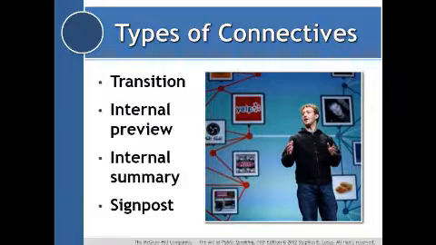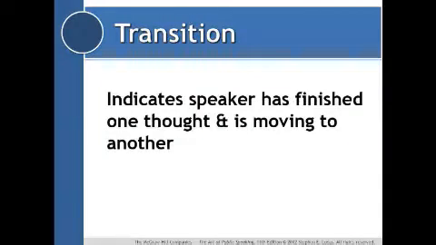A transition statement tells the audience when the speaker has finished one point and is moving on to the next point. It's sort of like you're driving and somebody's following you and you're fixing to make a turn and you put your turn signal on to tell them you're going to make a turn. That's what a transition statement is. It's a turn signal. I have finished this main point and now I'm moving on to the next one. Because your audience does not have a script of your speech, they don't know what direction you're going in. So you have to tell them.